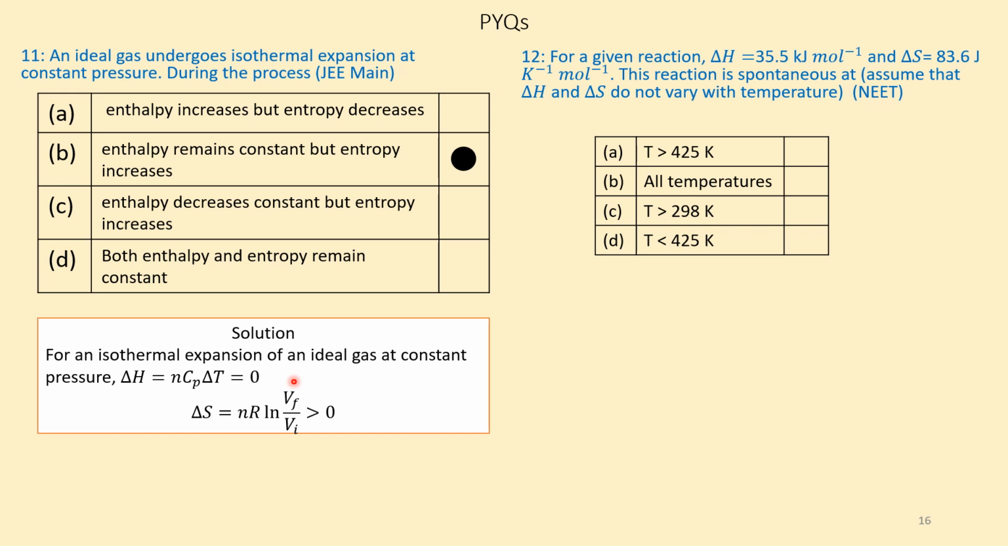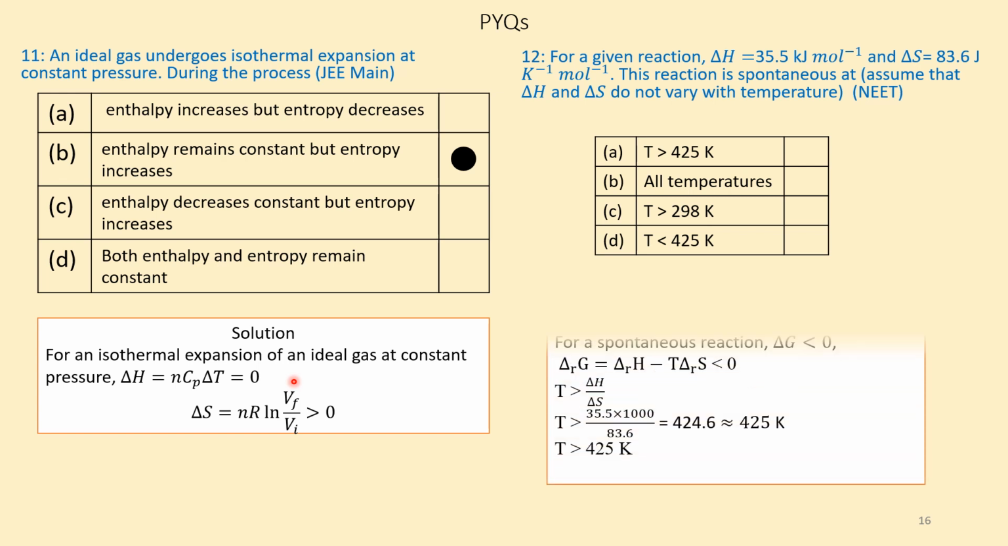Next question. For a given reaction, the value of delta H is equal to 35.5 kilojoules per mole and delta S is equal to 83.6 joules per Kelvin per mole. This reaction is spontaneous at, assume that delta H and delta S do not vary with temperature. This is asked in the NEET examination. 4 options are given. Option A, T greater than 425 Kelvin. Option B, all temperatures. Option C, T greater than 298 Kelvin. And option D is T less than 425 Kelvin. You have to make calculations using the standard formulae and mark your correct answer.